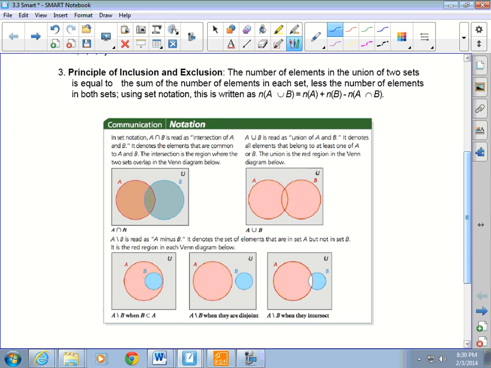A minus B, when they are disjoint sets, would look like that. They'd be two separate circles with nothing in common. They're not overlapping at all, or intersecting at all. And then the last one is A minus B when they intersect. When they have that little bit of an overlap, again the red area is the A minus B area.